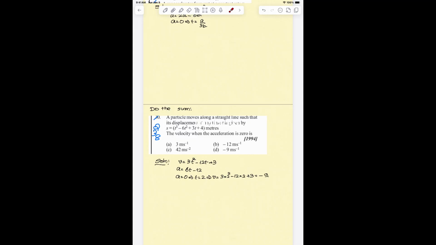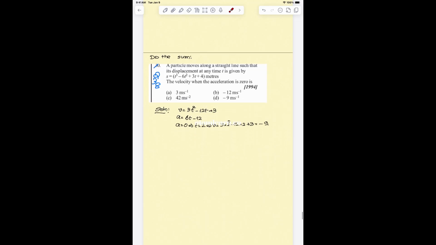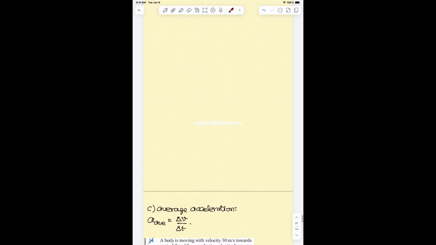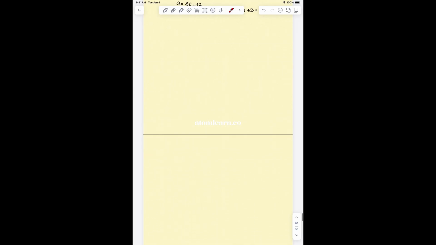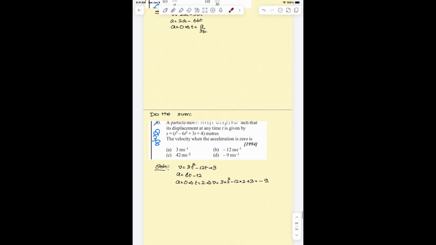Okay, now next question. A particle moves along a straight line, displacement s as a function of time is given. Therefore, for the velocity when the acceleration is 0, you have to differentiate it twice, get the acceleration expression as a function of time, put the acceleration equal to 0, solve for t, and then put it back into the velocity expression and get the answer. Okay, simple again. Fine. So we could see that all these questions are pretty simple.